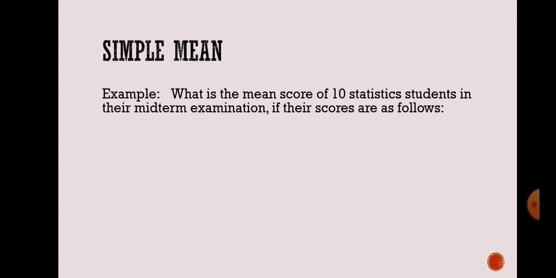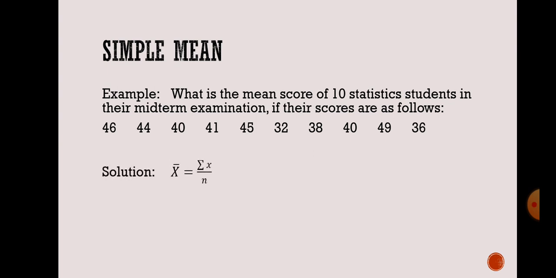So let us take a look at this example. What is the mean score of 10 statistics students in their midterm examination if their scores are as follows? We have the data 46, 44, 40, 41, 45, 32, 38, 40, 49, and 36. So we have 10 data, or 10 scores, from the statistics students. So let us find the mean. Just follow the formula.